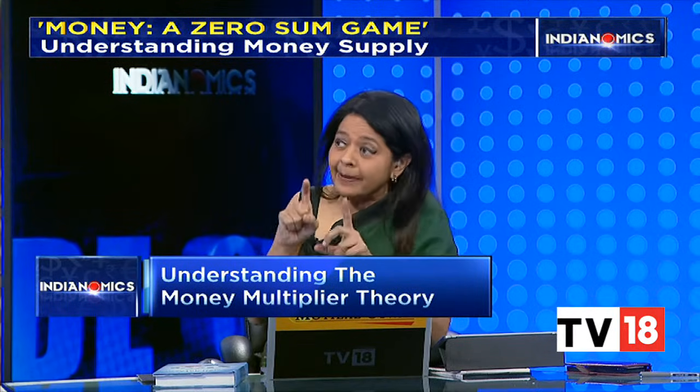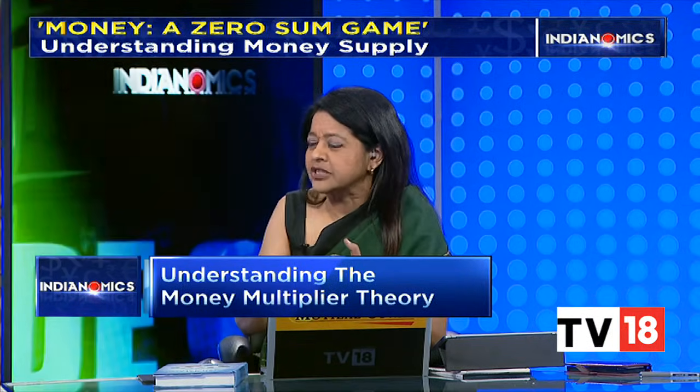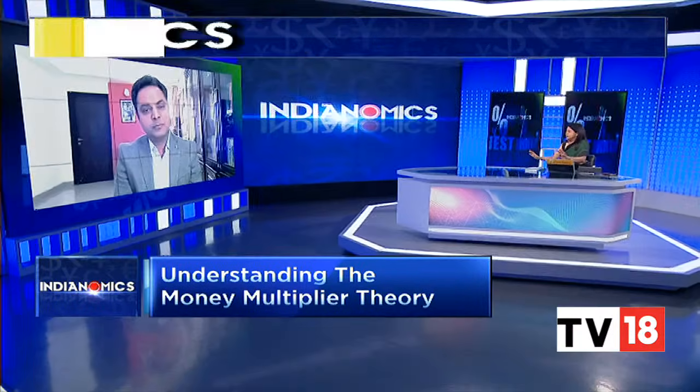But yes, central banks also create money. When they buy dollars from the system, they are printing money. So, can you just explain that? Central banks also create money, banks also create money. How do the two work?